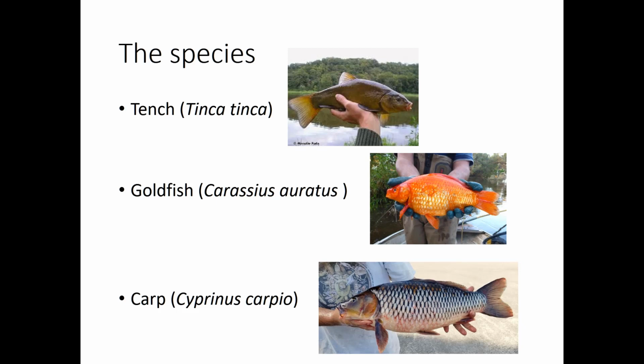This is a relatively small one, so if you do a search for this particular species, you'll find on the internet there's some pretty big ones out there. So goldfish can be really big, and I'm gonna call these by their common names from here on out. So we've got tench, the focal species of interest, and then the manipulated species, goldfish and carp.